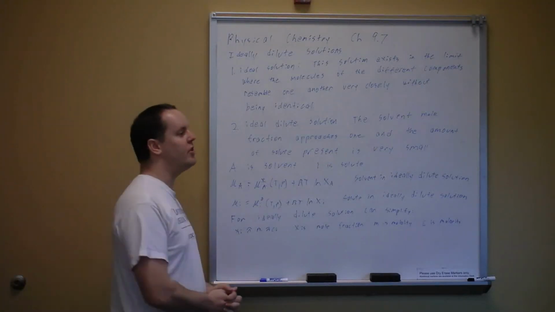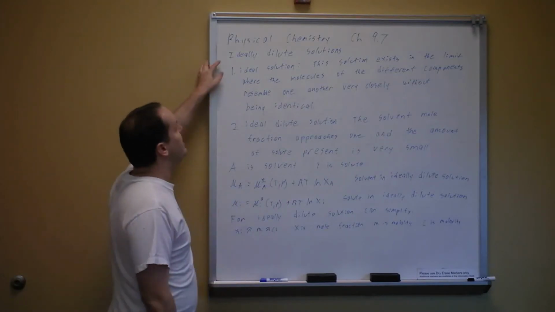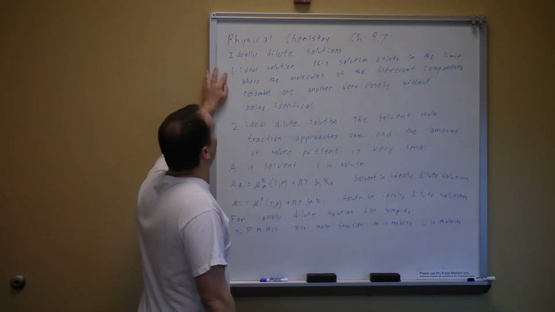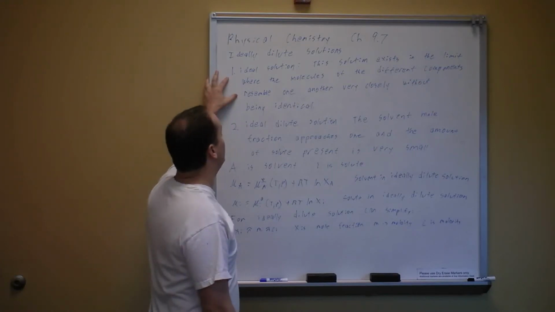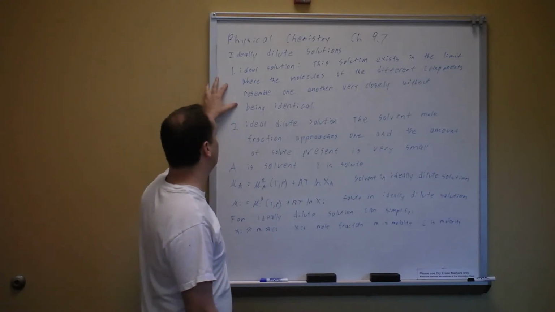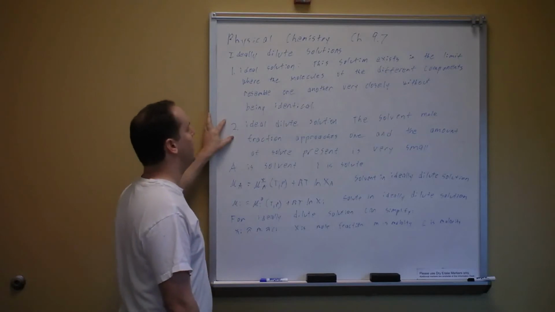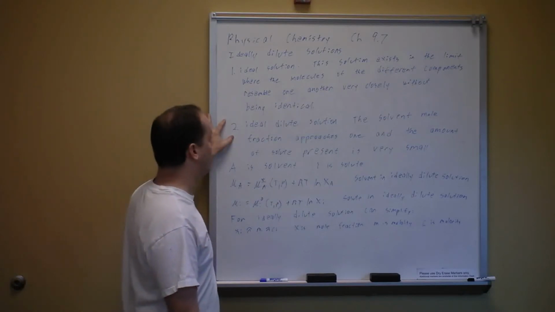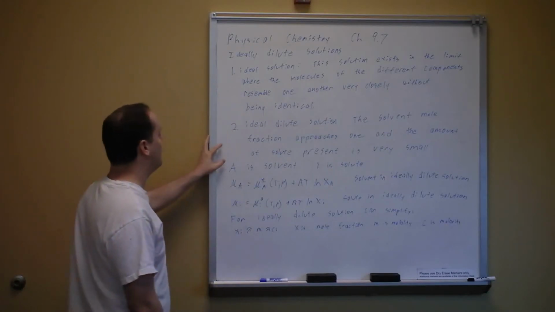Continuing on physical chemistry, chapter 9. This here is all we're going to do of section 7. We're talking about ideally dilute solutions. So, one, an ideal solution exists in the limit where the molecules of the different components resemble one another very closely without actually being identical. And two, in an ideally dilute solution, the solvent mole fraction approaches 1 and the amount of solute present is very small.